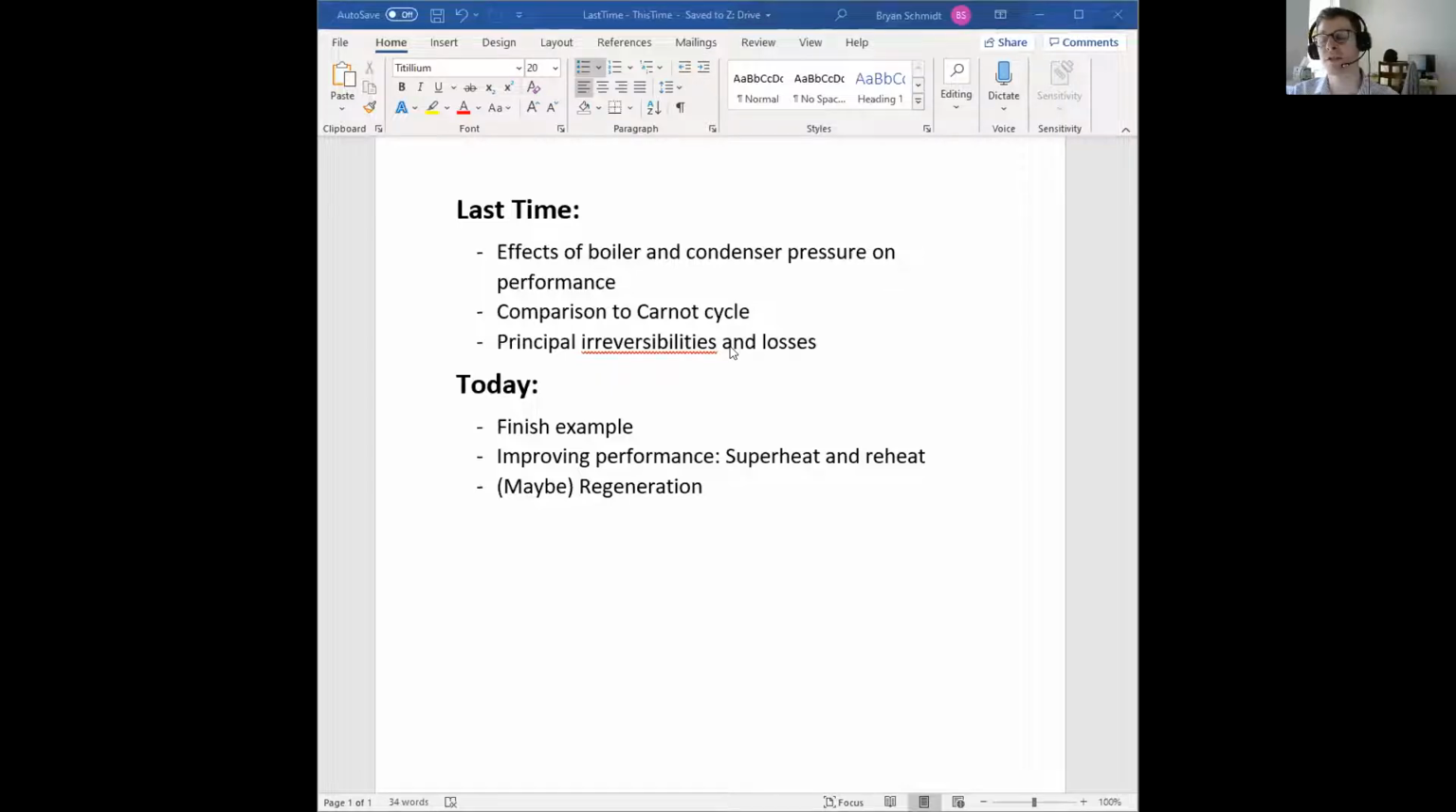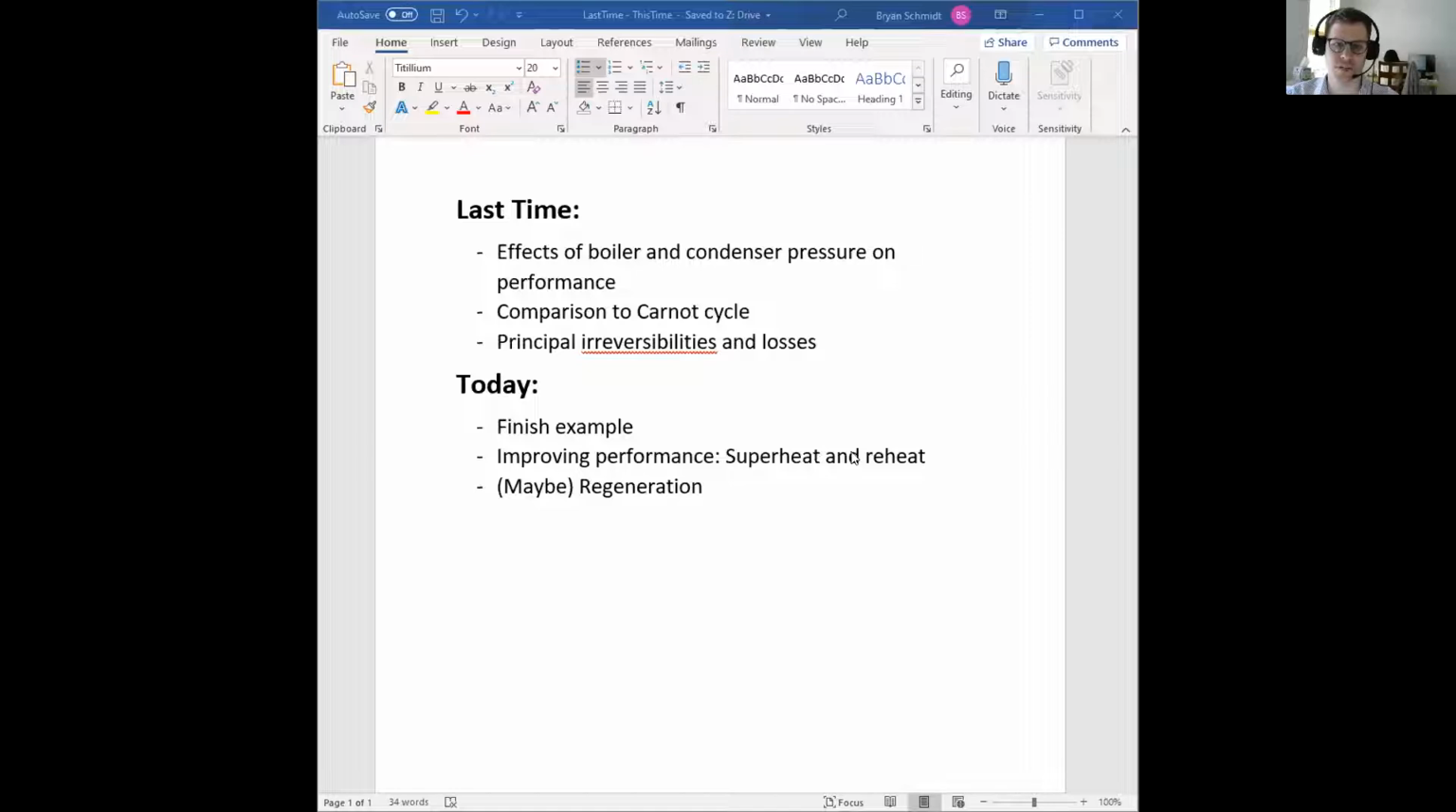And then we talked about some principal irreversibilities and losses and pointed out that the primary ones we're concerned about internal to the Rankine cycle are the isentropic efficiency of the turbine and the pumps, if there's more than one, which we'll get to today. And so we set up an example, and we're going to finish it. That's the first thing today.